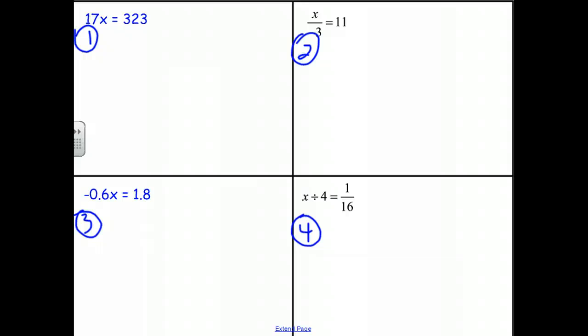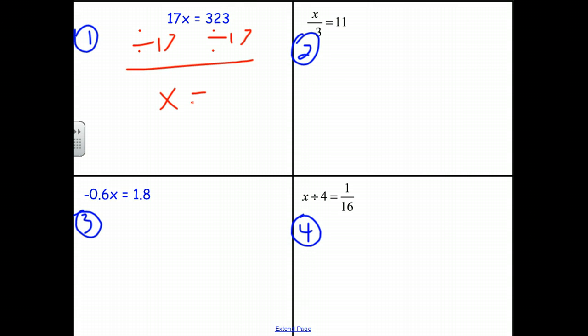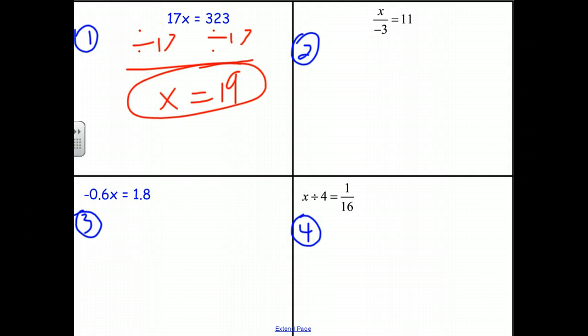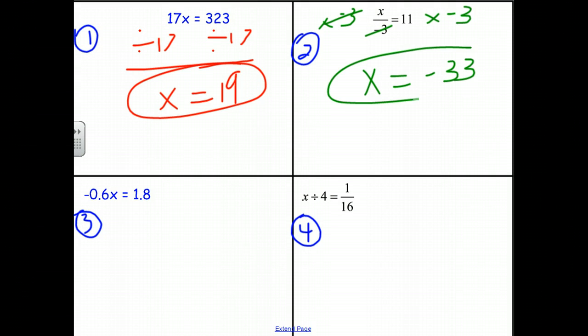Well, for number 1, we have 17x equals 323, so we have to divide both sides by 17 because x is multiplied by 17, and we're going to undo that multiplication. Divided by 17, divided by 17, x is equal to 19. For number 2, we have x divided by negative 3 equals 11. So now we have to multiply both sides by negative 3. That cancels these out. Multiply this side by negative 3 because we have to keep the equation in balance. X left alone on the left-hand side is equal to negative 11 times 3, which is negative 33.